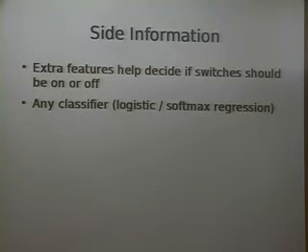Side information. I mentioned this before. We need to include some extra features to help decide if these switches should be on or off. And we're going to use basic classifiers here, so logistic or softmax regression. In particular for the observations, we're going to look at the errors with our observation models, our appearance models, and that will give us our indication if we should turn them on or off.